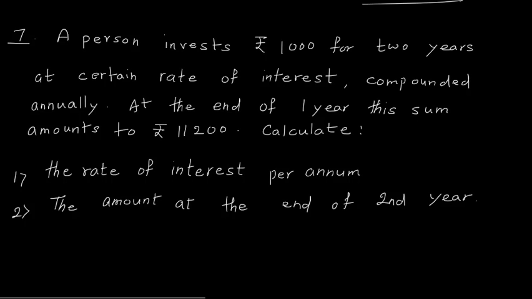So here is the 7th question. A person invests rupees 10,000 for 2 years at a certain rate of interest, R unknown, compounded annually. At the end of 1 year, this sum amounts to rupees 11,200. Calculate the rate of interest per annum and the amount at the end of second year.